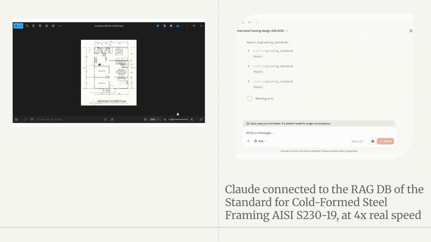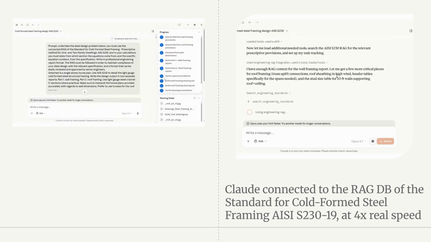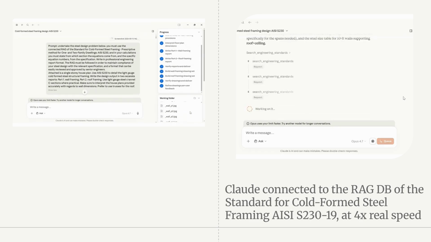So I've used a pretty standard prompt here, telling Claude to use my RAG for the AISI S230 standard for cold-formed steel framing to obtain the sections, equations, and tables for the design. I asked for 2 reports since sometimes Claude gets a bit clunky with long reports. I requested trusses for the roof for economical reasons.